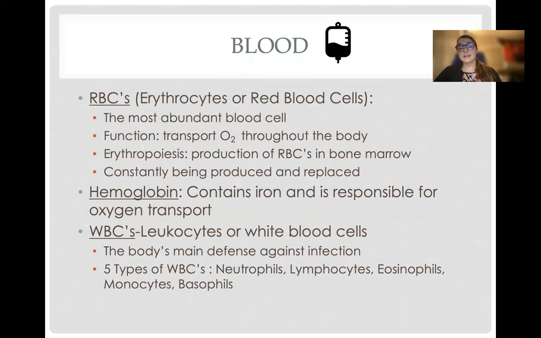Now, that being said, there's about 5 different types of white blood cells. We have neutrophils, lymphocytes, eosinophils, monocytes, and basophils. And depending on which white blood cells you see upon interpretation will tell you what type of infection we're dealing with.